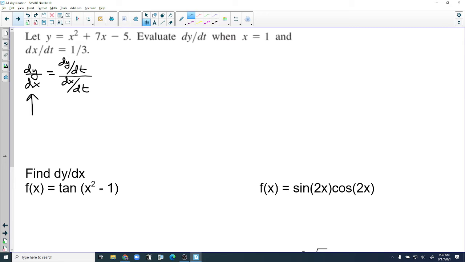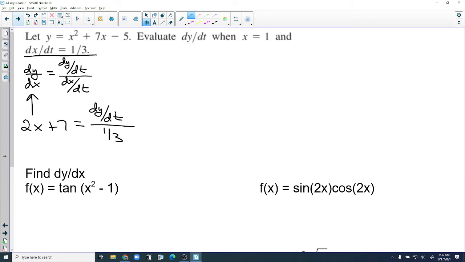What is dy dx? Derivative of y, right? That's what it tells you to do. So we're going to take the derivative of y with respect to x. So 2x plus 7. That's the derivative of y with respect to the variable x. Equals, we're asking for dy dt, so we'll leave that alone. And they tell us that dx dt is 1/3.